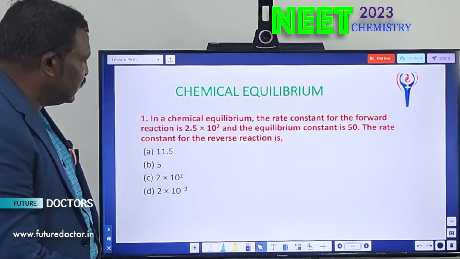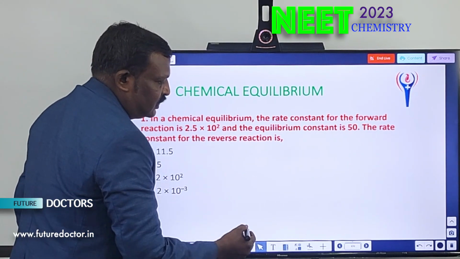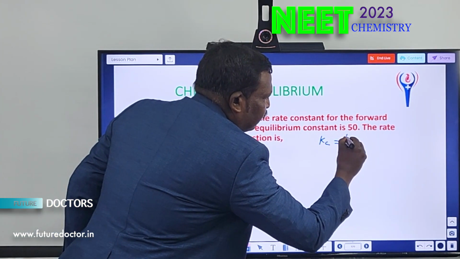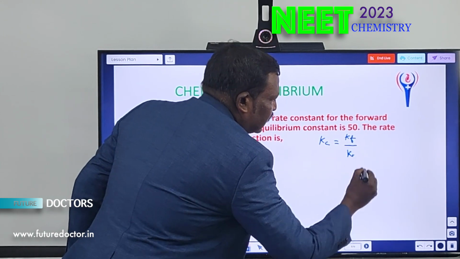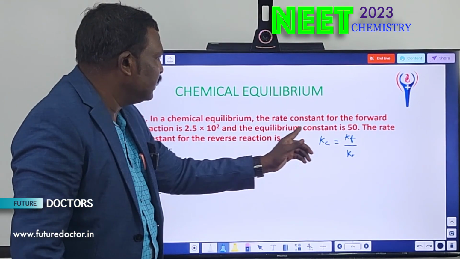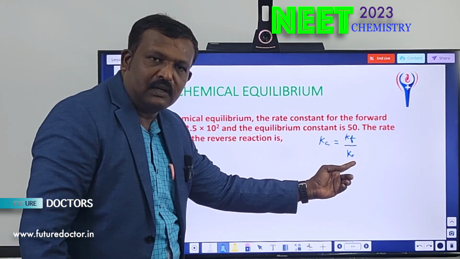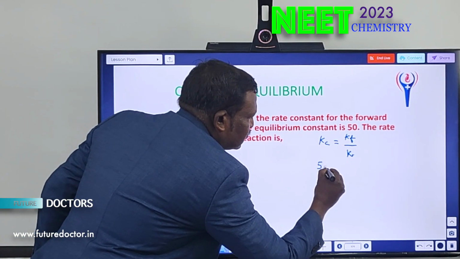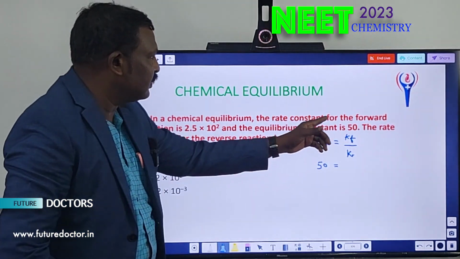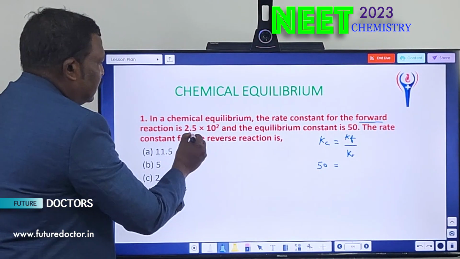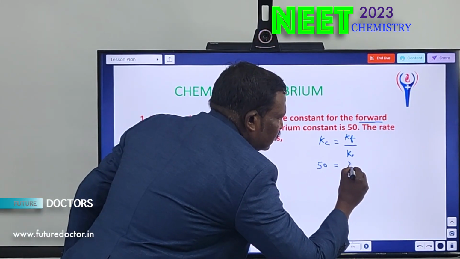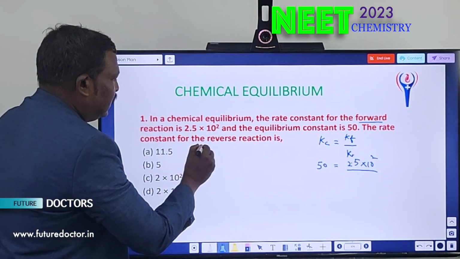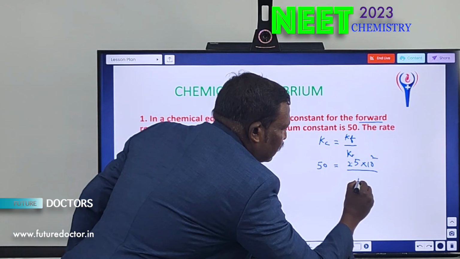So we have one relation between the forward reaction constant and the backward reaction constant. What's the relation? Kc is equal to Kf by Kr. Kc is called the equilibrium constant, Kf is called the forward reaction constant, and Kr is called the reverse reaction constant. Here the equilibrium constant is given, so you just substitute 50, which is equal to Kf, the rate constant for the forward reaction, given as 2.5 × 10^2. They're asking to find only the reverse reaction constant, Kr.